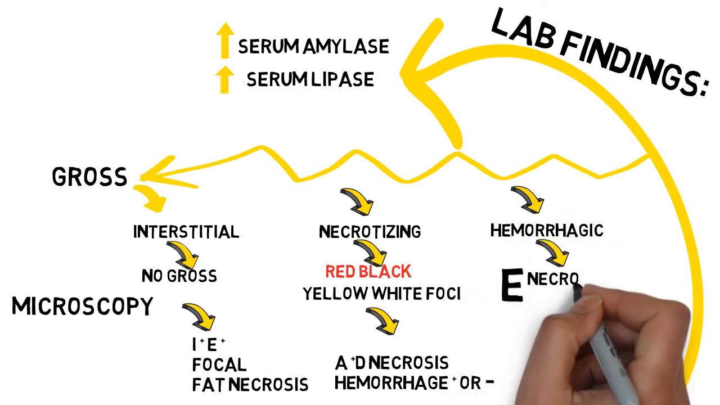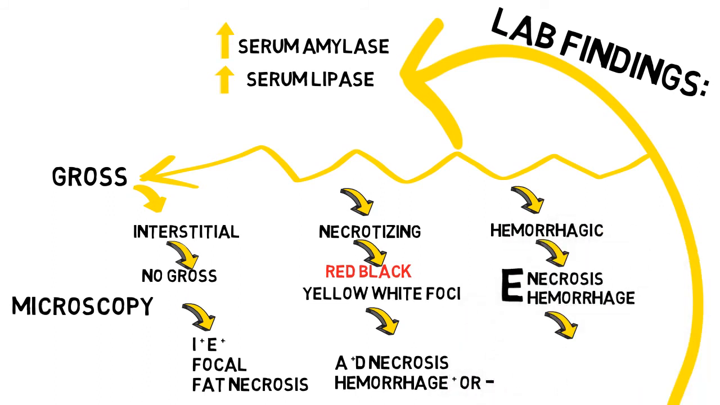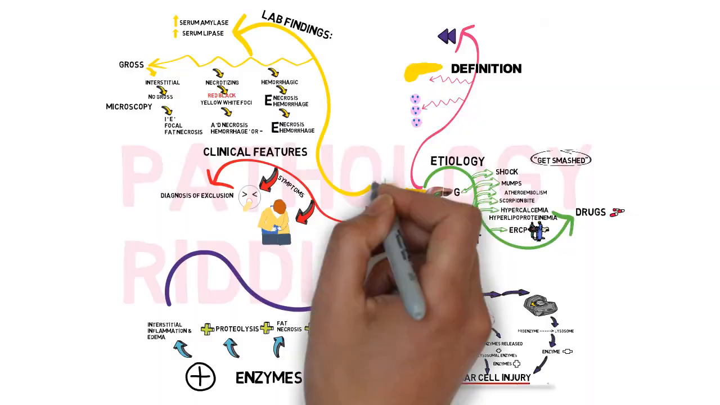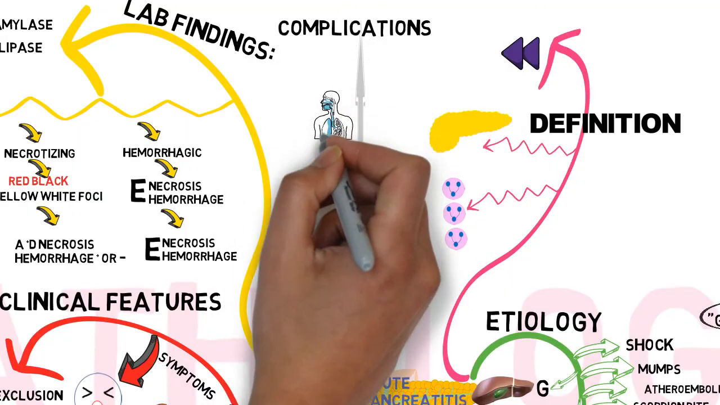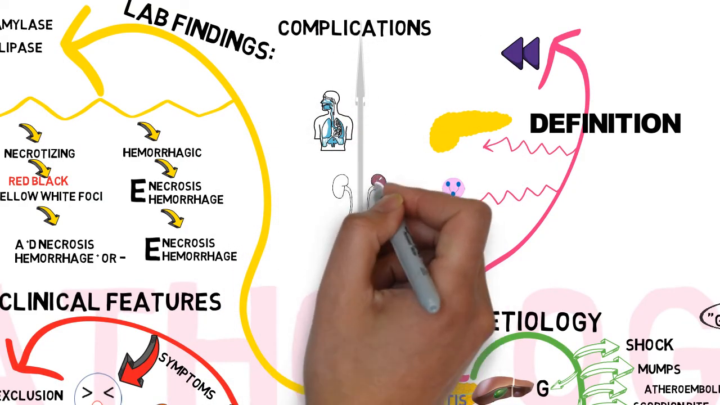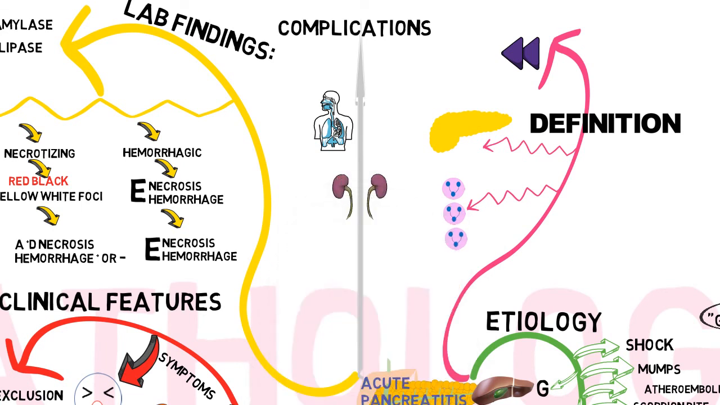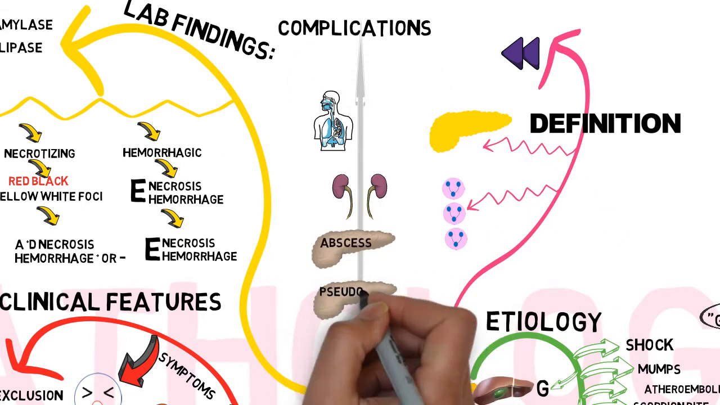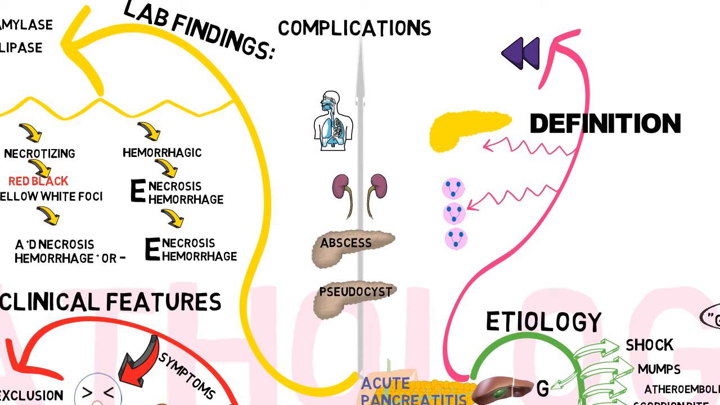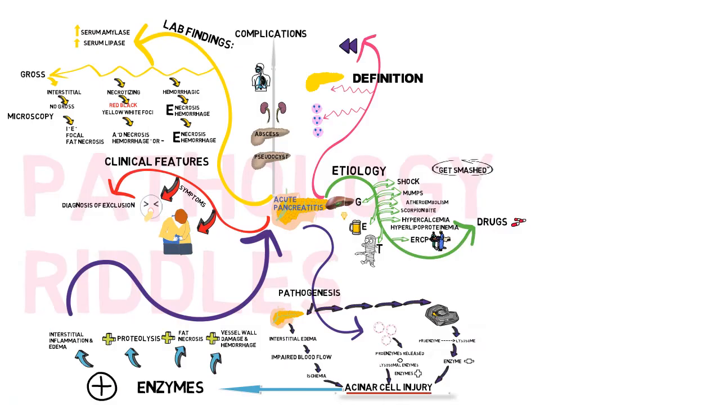The most severe form, hemorrhagic pancreatitis, shows extensive parenchymal necrosis and extensive hemorrhage, both on gross and on microscopy. Complications include acute respiratory distress syndrome and acute renal failure in severe types. Sterile pancreatic abscess and pancreatic pseudocyst are other sequelae.